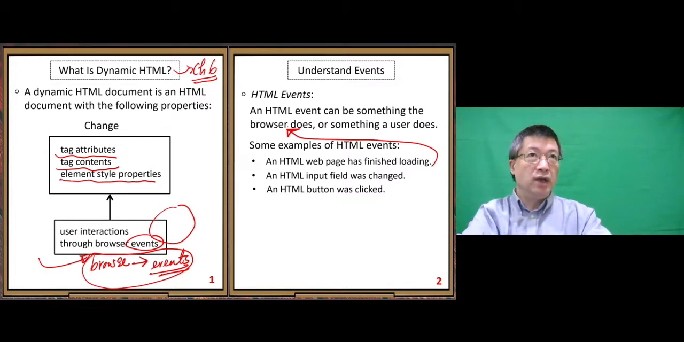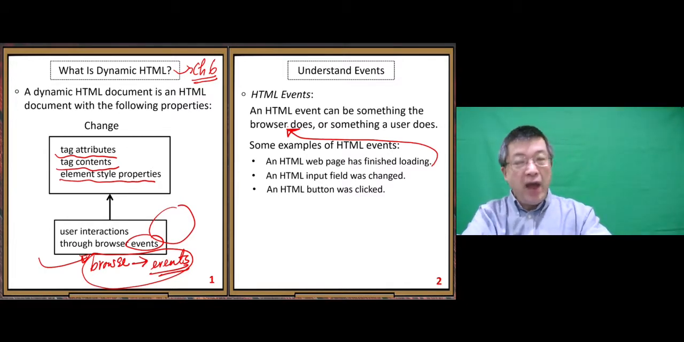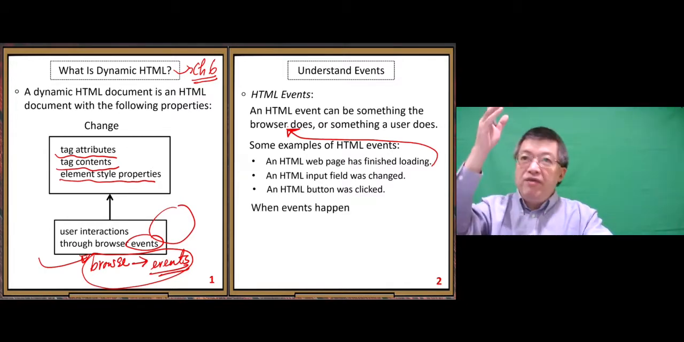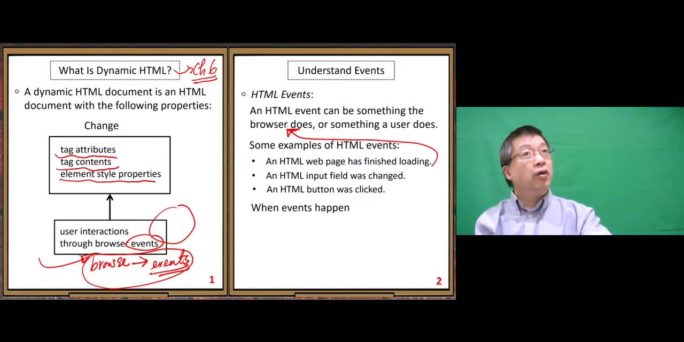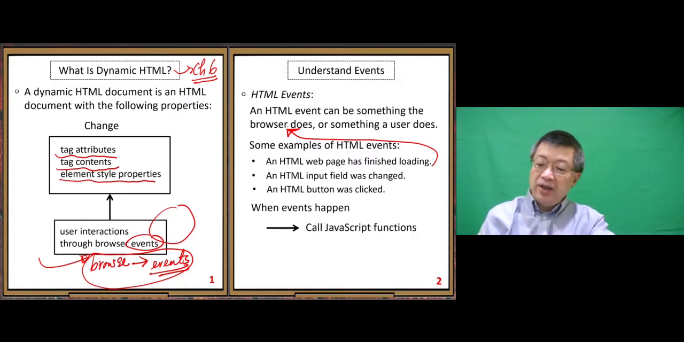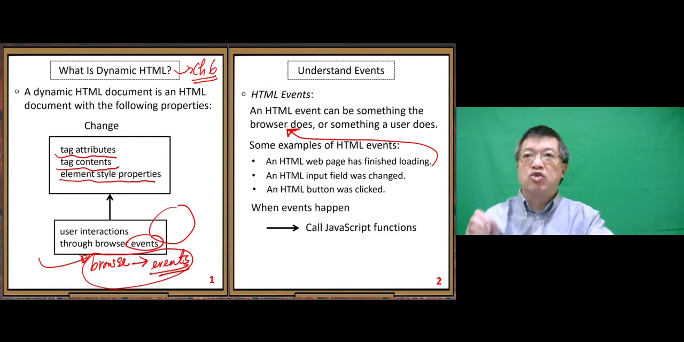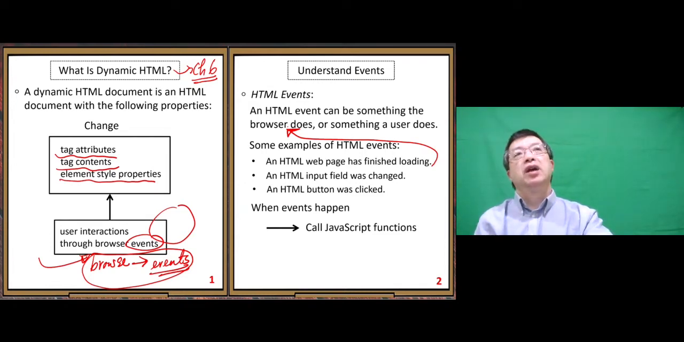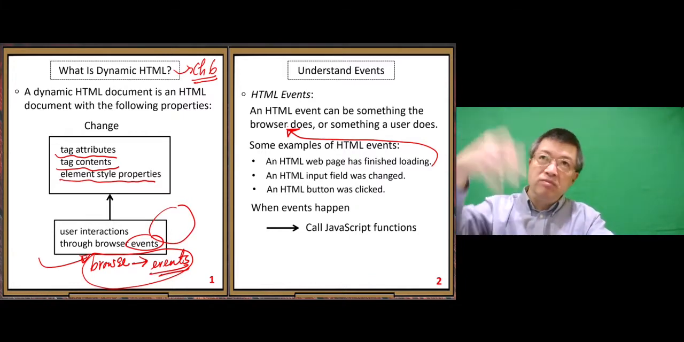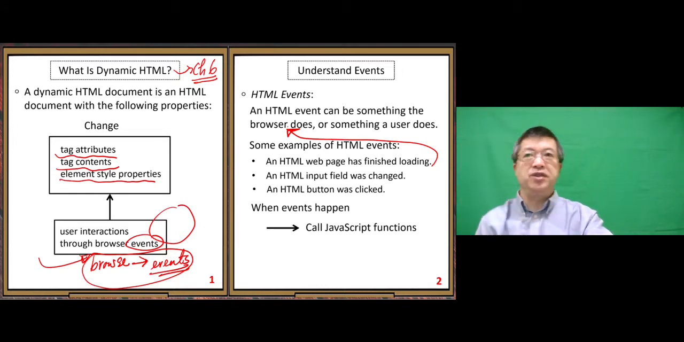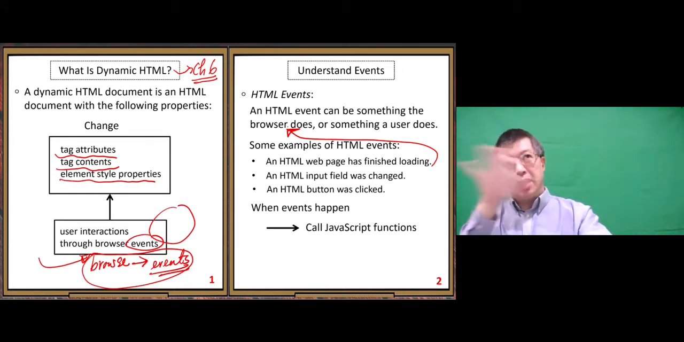All right. So then we want to see, when events happen, what do we do? What actions should we take? Typically, we call JavaScript functions. The triggered events can call JavaScript functions for some special data processing. So that's the basic logic.